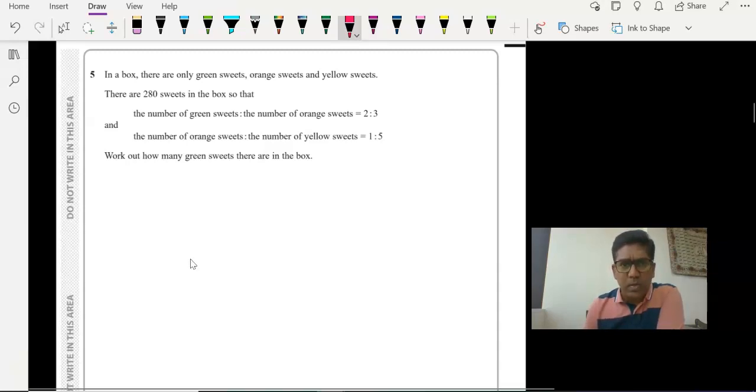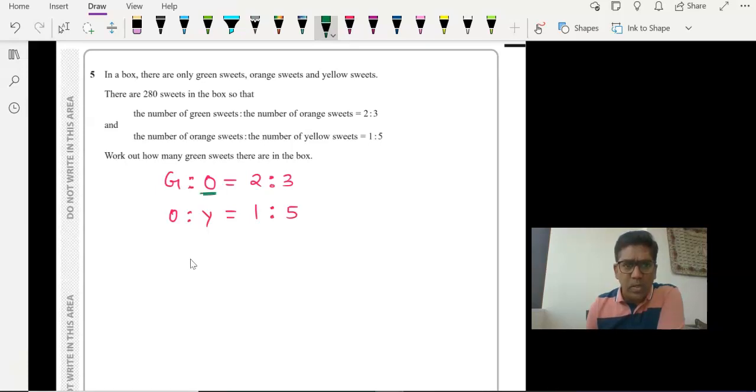So now, since you have two separate sets of ratios, green sweets to orange sweets is 2:3, and orange to yellow is 1:5. Now here, if you look, the orange parts are not the same in both the ratios. The first ratio is 3, the second ratio is 1. What we need is the parts to be the same. So we'll multiply the second ratio by 3. You multiply both by 3, so this gives you 3:15.